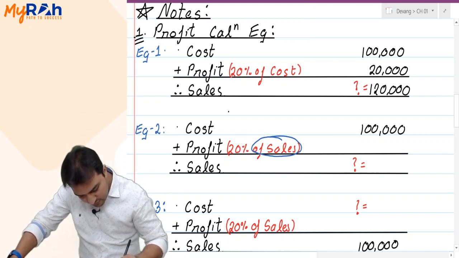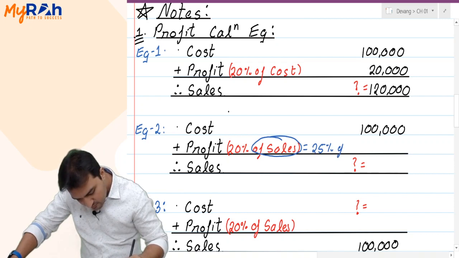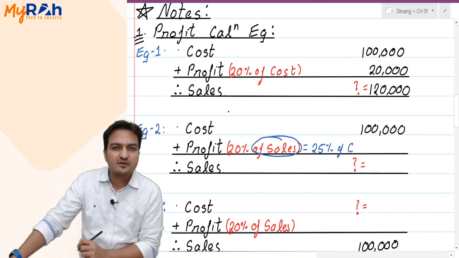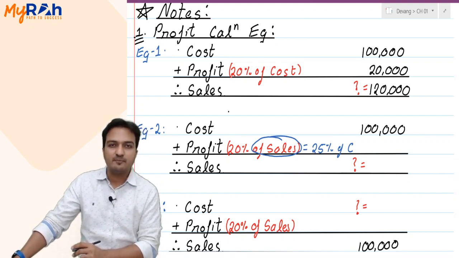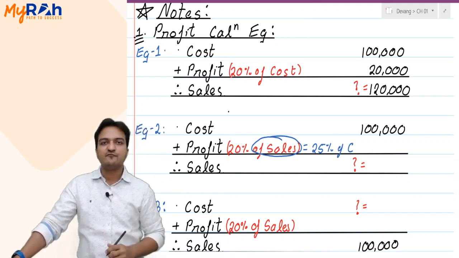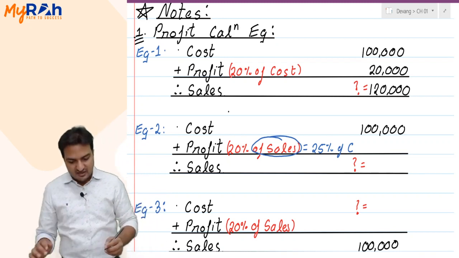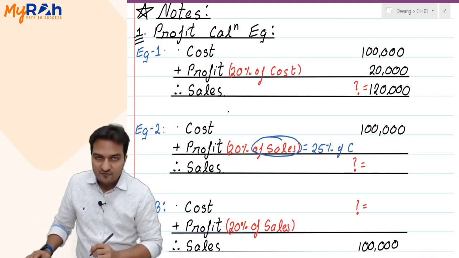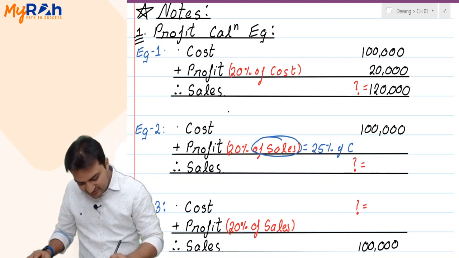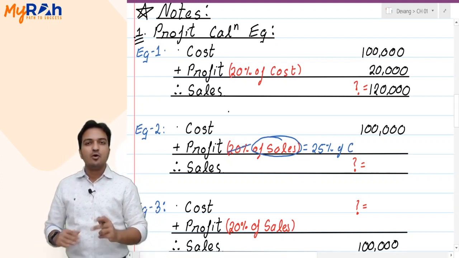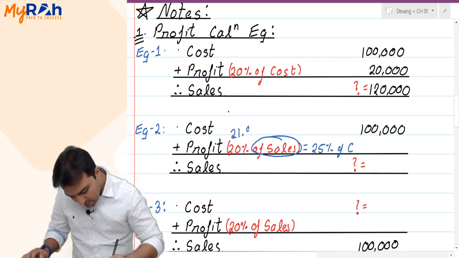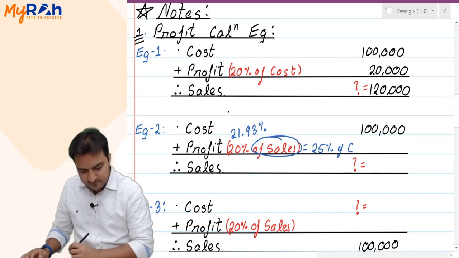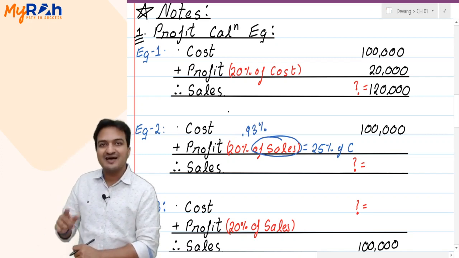You might convert that 20% of sales means 25% of cost. But such conversion might not always be possible. For example, what if I make the question that profit, instead of 20% of sales, is say 21.93% of sales? Can you convert that into cost?